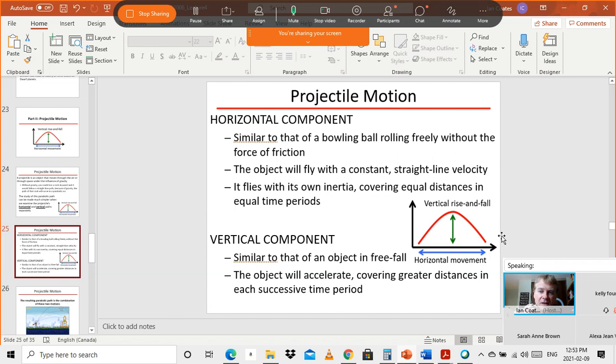Aha. So here we've got gravity involved now. The object will accelerate, covering greater distances in each successive time period. So something's going on here. There's an acceleration involved. You think, what is going on right at this point? It's going up, up, up, and then for a millionth of a second, it's just sitting there. And then it comes back down. It's almost like somebody dropped it out of an airplane. I'll show you.